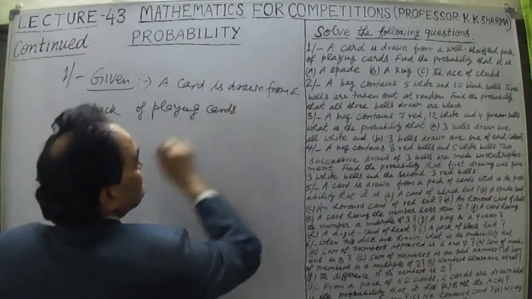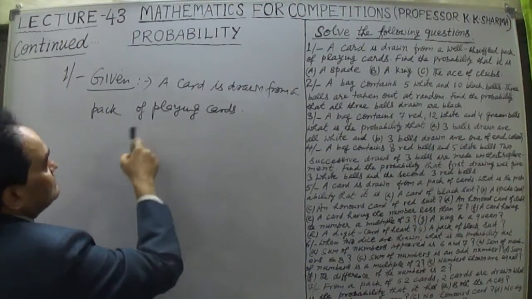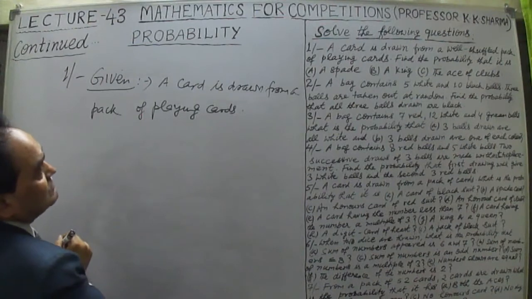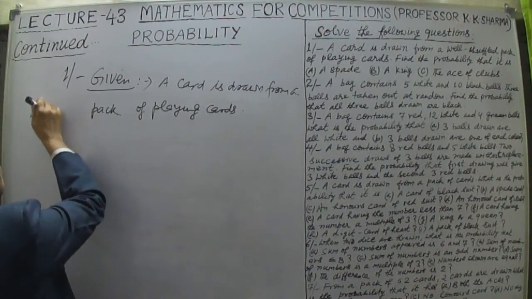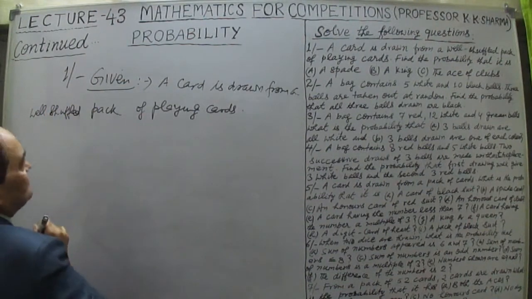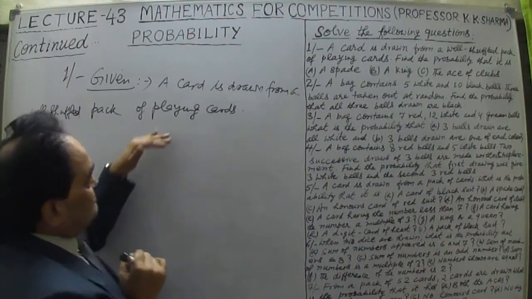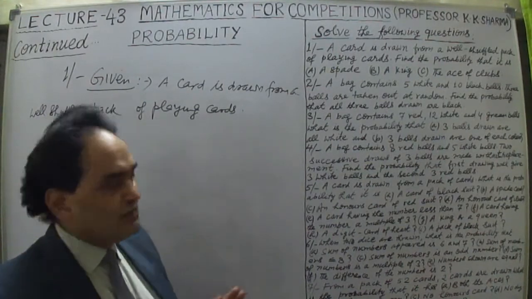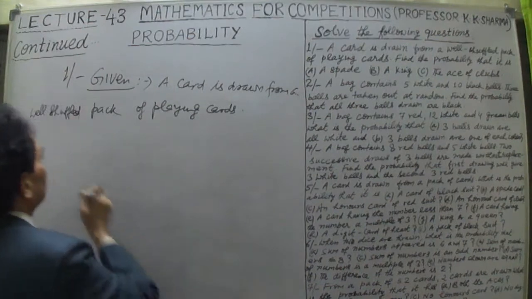A card is drawn from a well shuffled pack of 52 playing cards. Well shuffled means there is no unfair means in this case. Then, what is the probability?